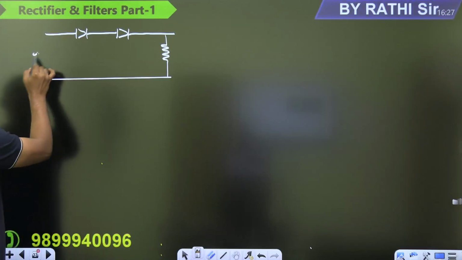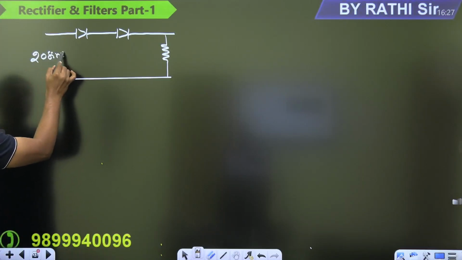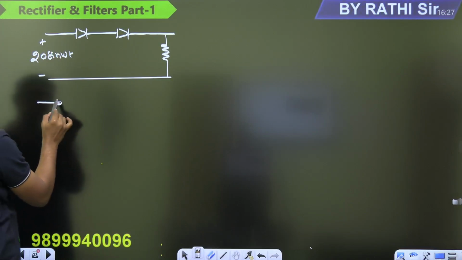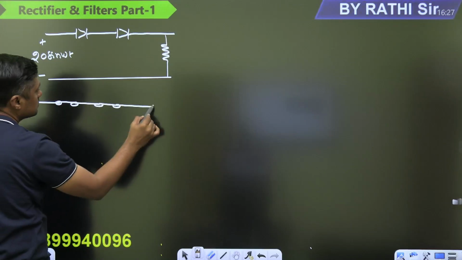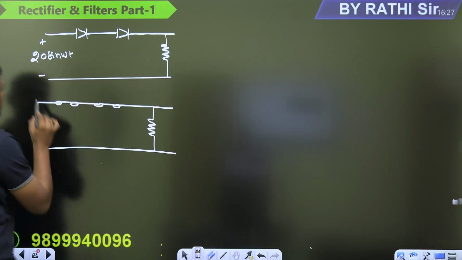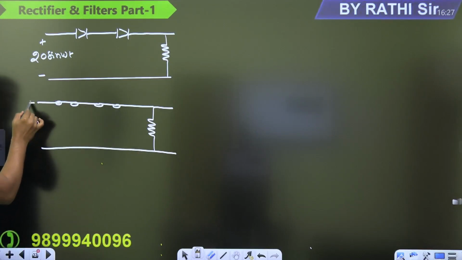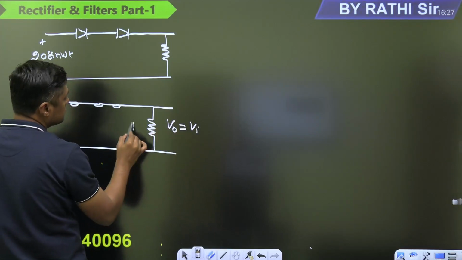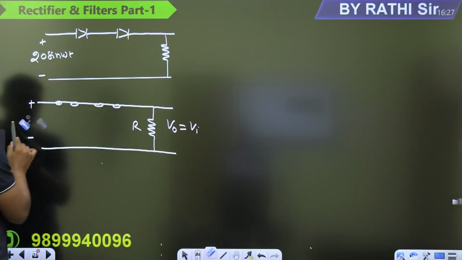Now here we are giving 20 sine omega t. When it is forward bias, both the diodes are on. During the positive half, both the diodes are on and the output is exactly a replica of the input. During the positive half, there is no problem.